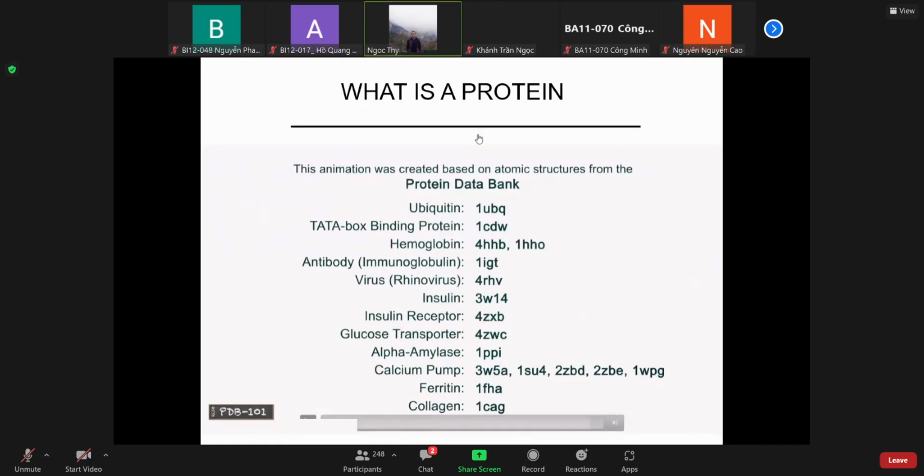So this is a very interesting data bank. Beside the general data bank is the protein data bank. If you go into the protein data bank, you type the three-letter coding here, and it will lead into the 3D structure of the protein. For example, I type 3W14 in the search panel of the protein data bank. It will provide me the 3D structure of insulin.